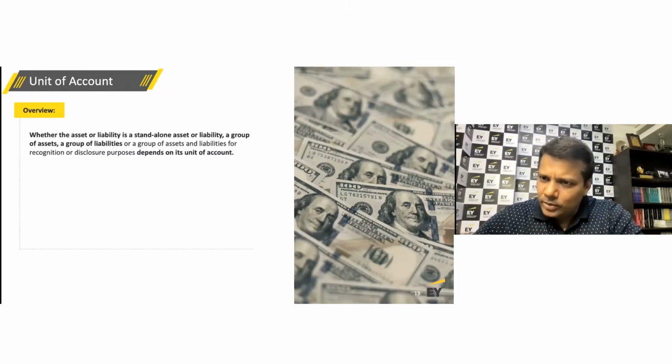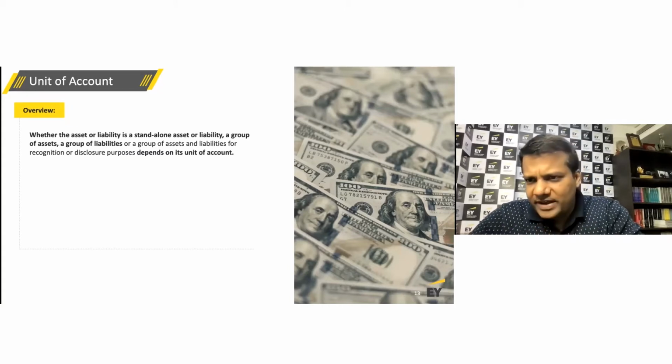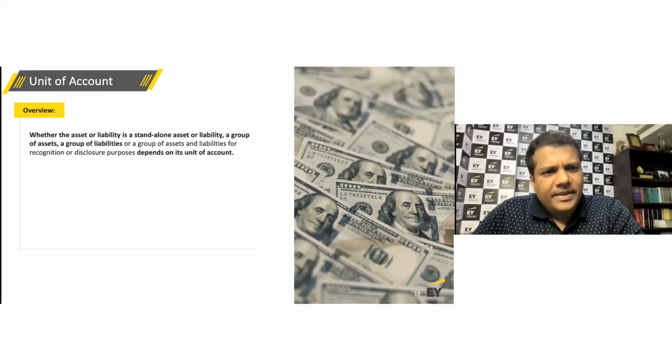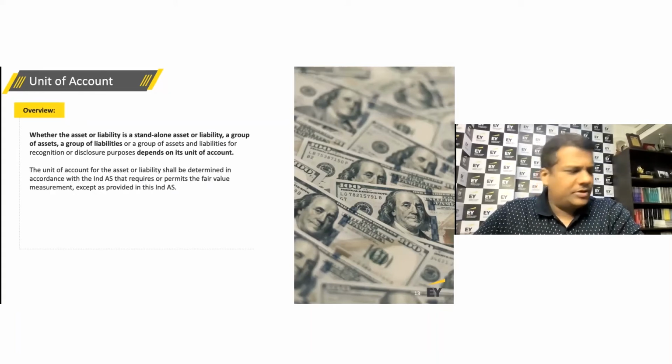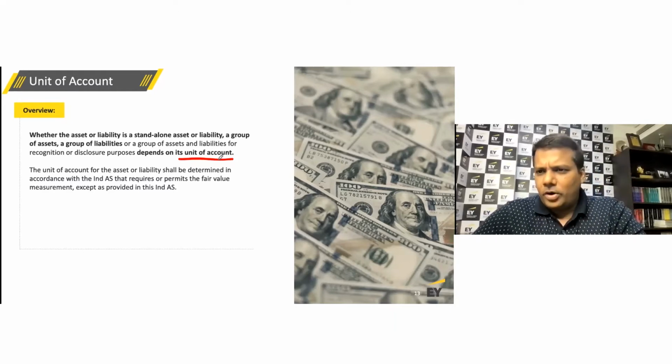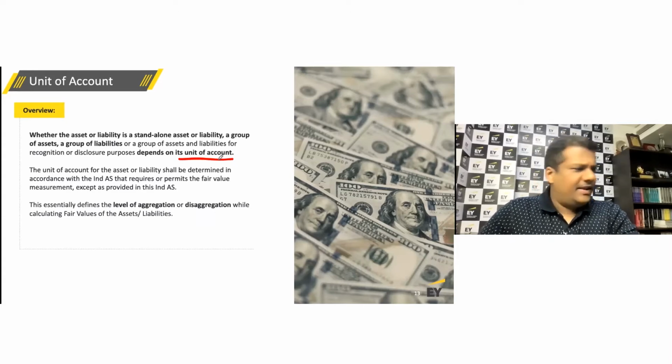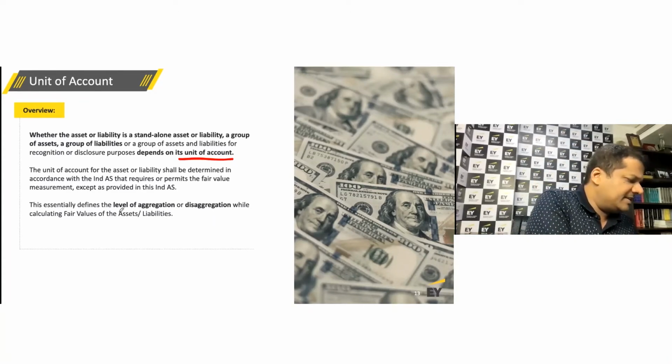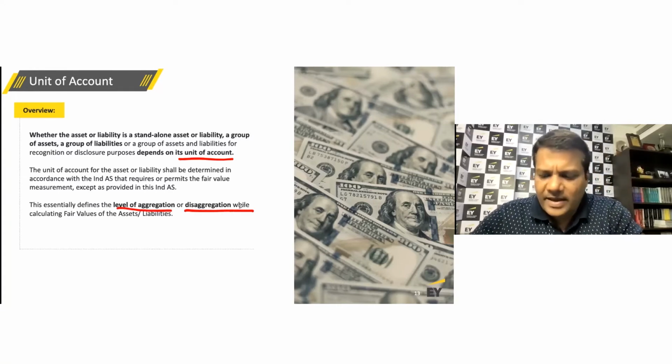So whether the asset or liability is a standalone asset or liability, a group of assets or a group of liabilities, or a group of assets and liabilities put together, depends upon its unit of account. The unit of account for the asset or liability shall be determined in accordance with the Ind AS that requires or permits the fair value measurement, except as provided. This essentially defines the level of aggregation or disaggregation.